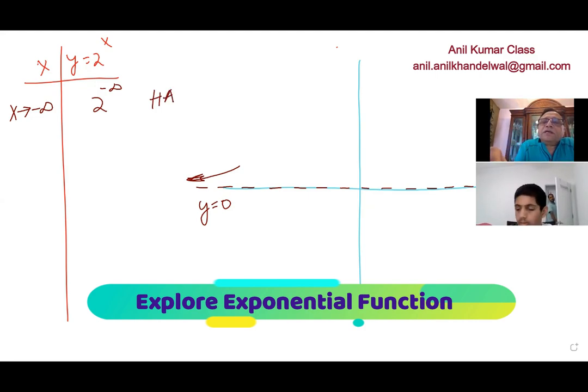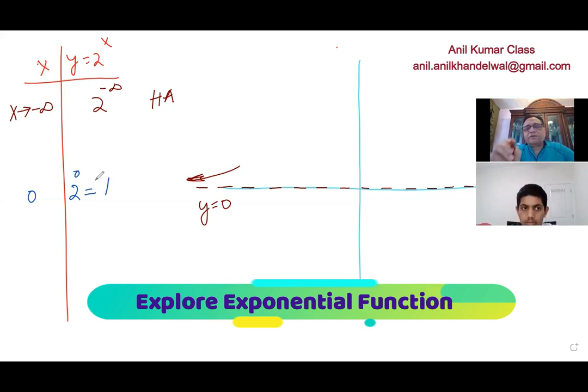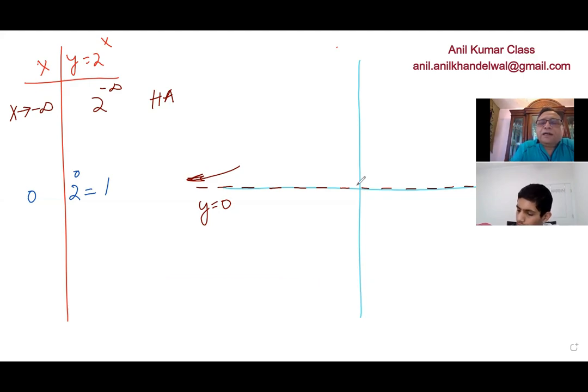Now, the key points which are always of our interest will be for x equals 0, for example. So what is 2 to the power of 0 equal to? 1. That is always 1. Anything to the power of 0 is always 1. So if x is 0, then the y-intercept is going to be 1, correct? Is that clear? 1.